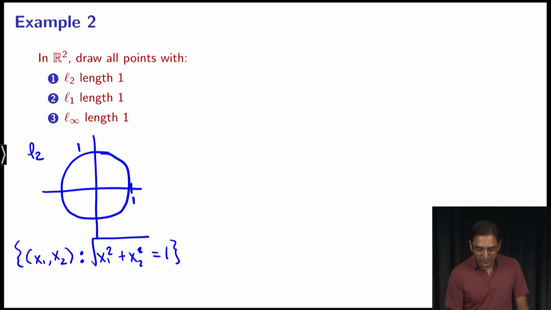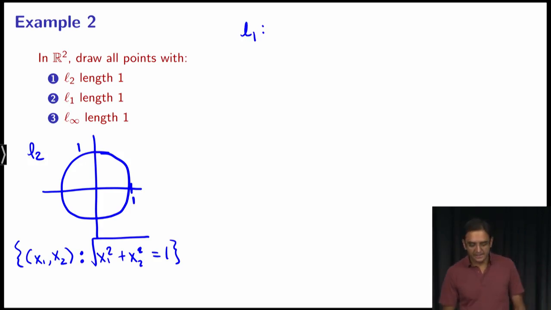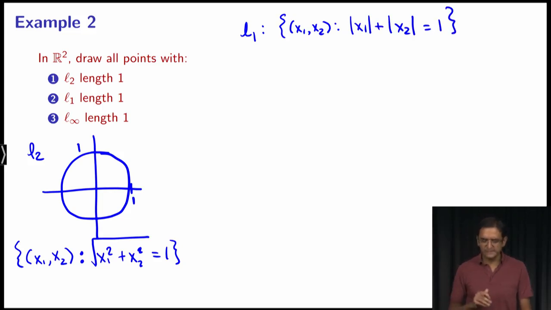Now let's try L1. We want all points in the plane, all points x1, x2, whose length is 1. So the absolute value of x1 plus the absolute value of x2 equals 1. Let's see what points these are. Let's draw the plane over here.